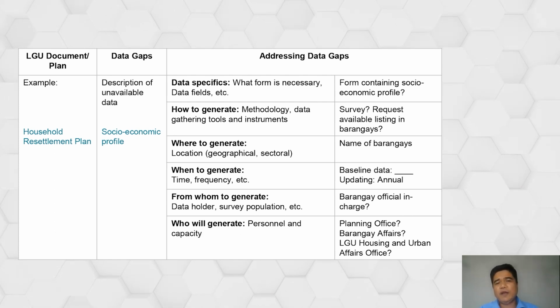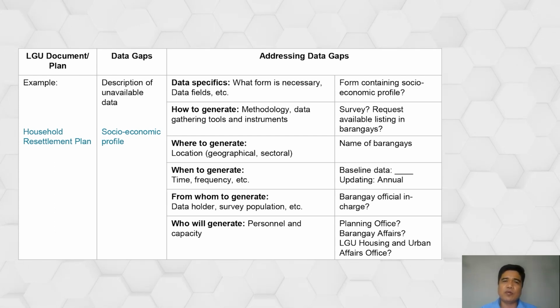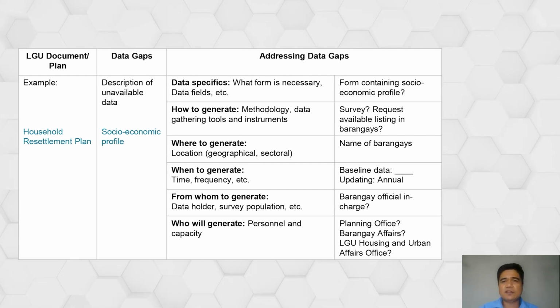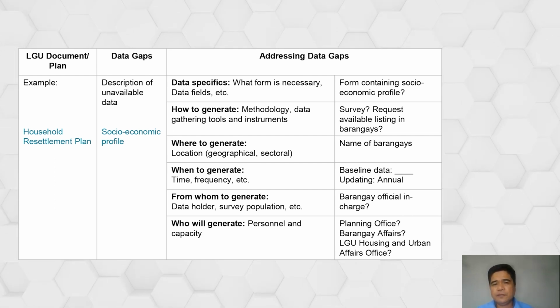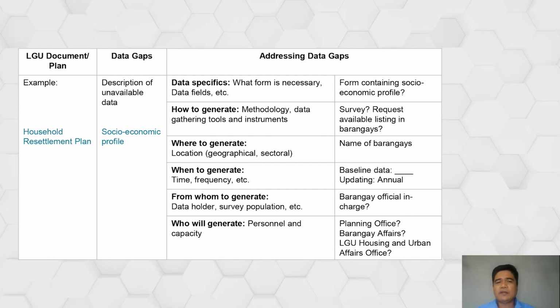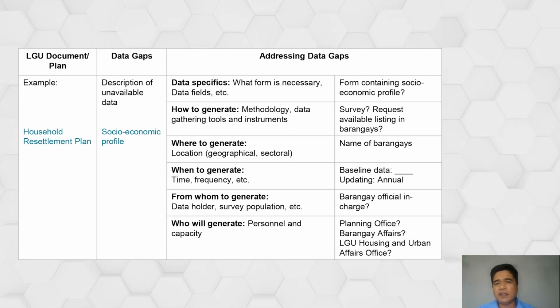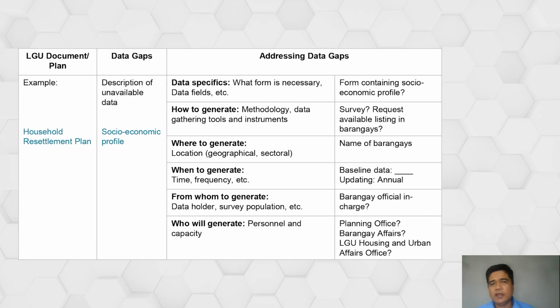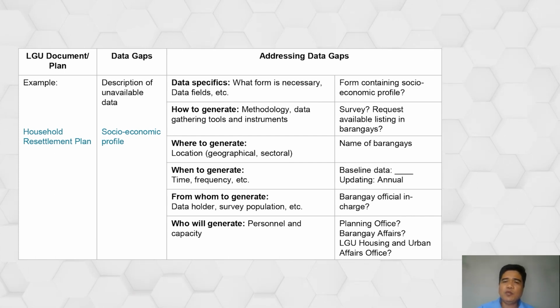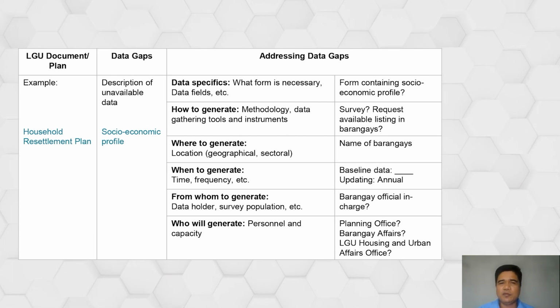And then we identify the place or the sector or the location where the data should be generated. So we provide the name of the barangays or the puroks or the zones where the informal settlements are located. And then we define when to generate. So we need to identify the time for the baseline data. When do we need that? Do we need that 1 month from now? And if you're going to update, how are we going to update? Should this be annual, biannual, or every 3 years?